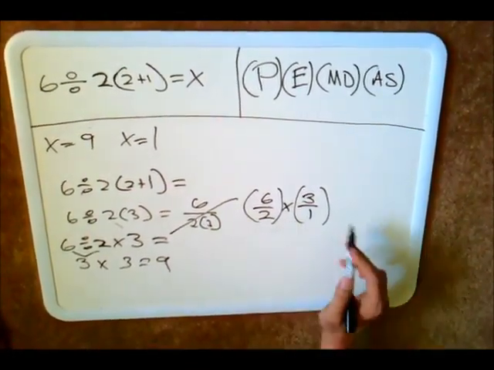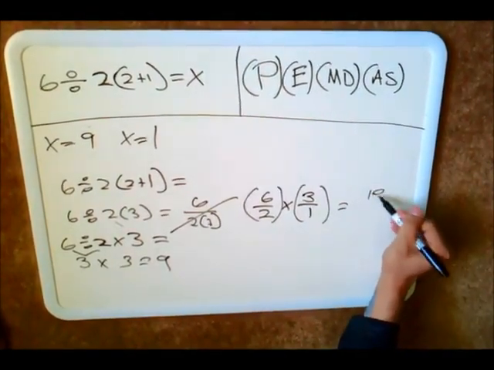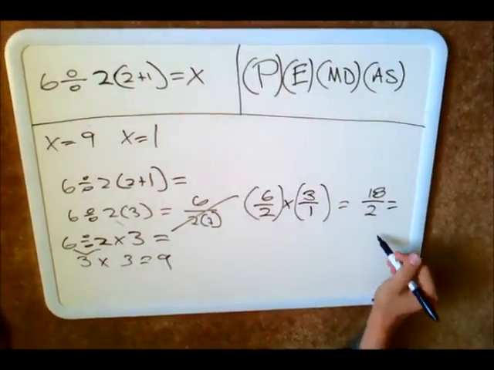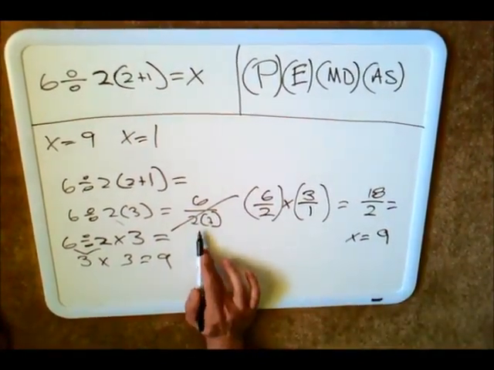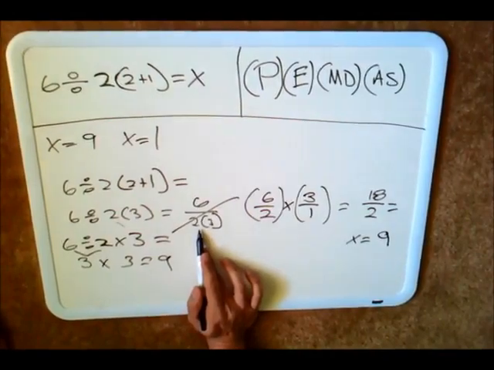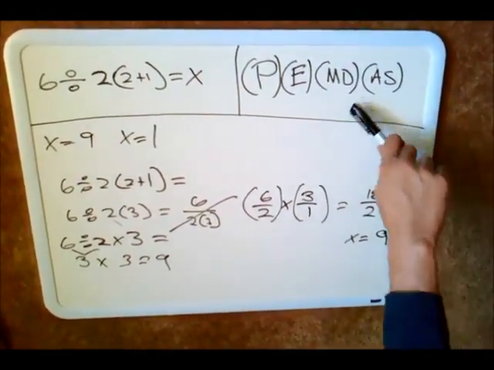So when you do it like this, you're going to get 18 over 2, and that, of course, is equal to 9. So again, we show that x equals 9. The reason people are getting 1 is because they're doing it incorrectly and doing the order of operations backwards.